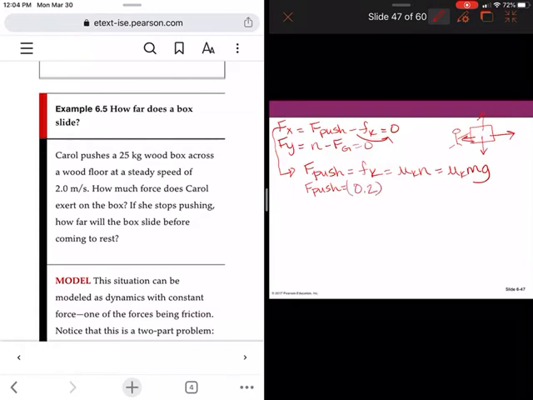So we've got 0.2 times the mass of the box, which is 25 kilograms, times gravity. And then once you multiply that out, you should get 49 newtons. And that is the amount of force that she's having to push to overcome that kinetic friction.